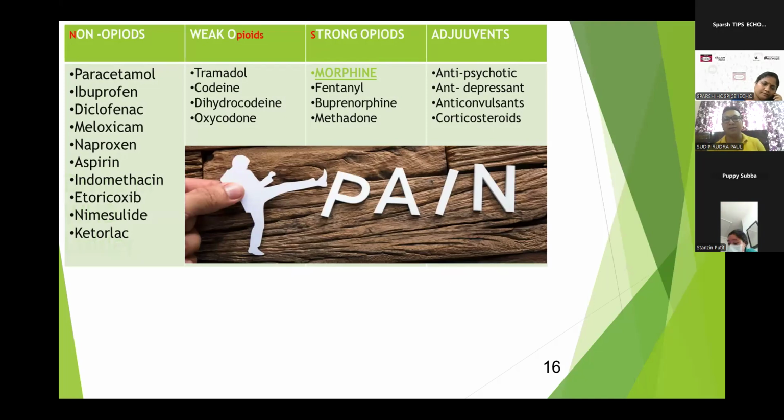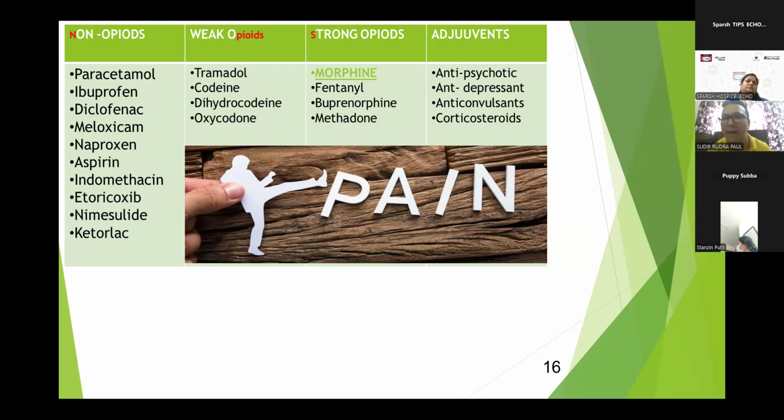Again, I just wanted to show you the chart. Non-opioids like paracetamol, ibuprofen, diclofenac, all of that I have explained. Weak opioids are tramadol, codeine, and oxycodone. Strong opioids are morphine, fentanyl, buprenorphine, and methadone. If you see the WHO analgesic ladder, in every step it's mentioned "plus minus adjuvant."